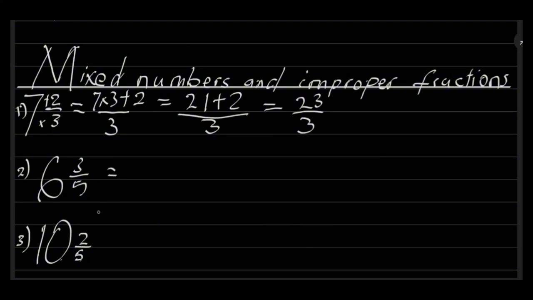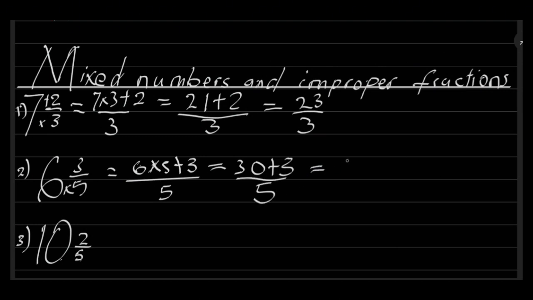Let's try number 2. What do we do first? Our denominator never changes, so we are going to have 5. 6 times 5 is supposed to give us 30, but let's write 6 times 5 here, our whole number times our denominator, plus our numerator, which is 3. So 6 times 5 would give us 30, plus 3 all over 5, and that would give us 33 over 5.